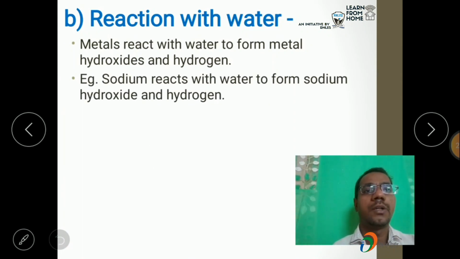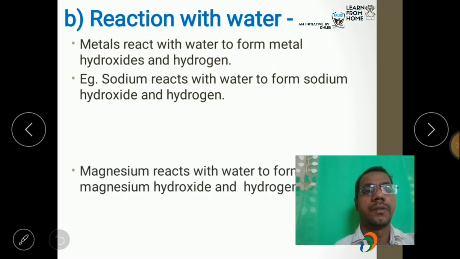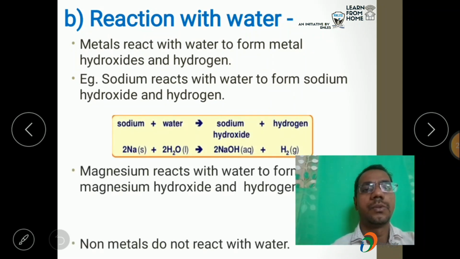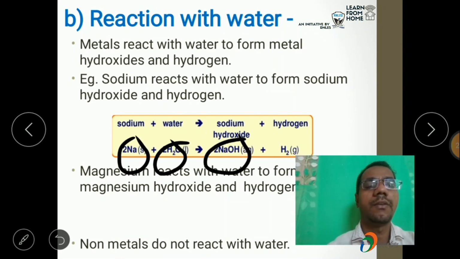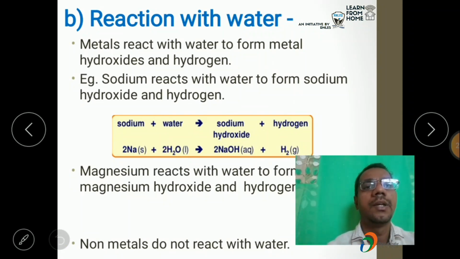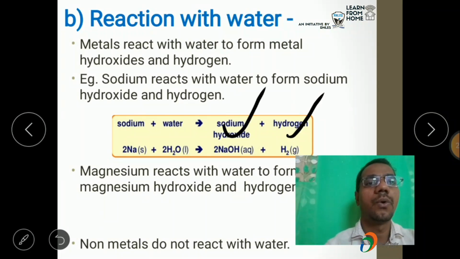For example, sodium reacts with water to form sodium hydroxide and hydrogen. So you can check here, this is sodium. It reacts with water to form sodium hydroxide. What is meant by hydroxide? If any compound contains OH, then it is called hydroxide, with the evolution of hydrogen gas. It means in each reaction, which gas is evolved? Hydrogen gas is evolved. In each reaction, which compound is formed? A compound which contains OH. If a compound contains OH, then we can say that it is a hydroxide.